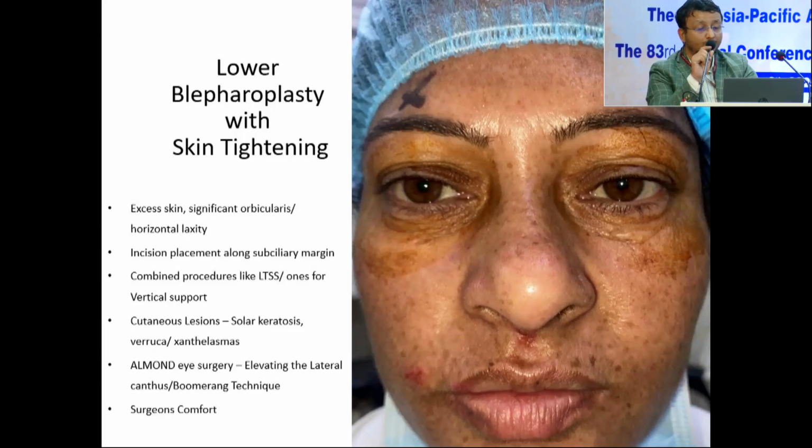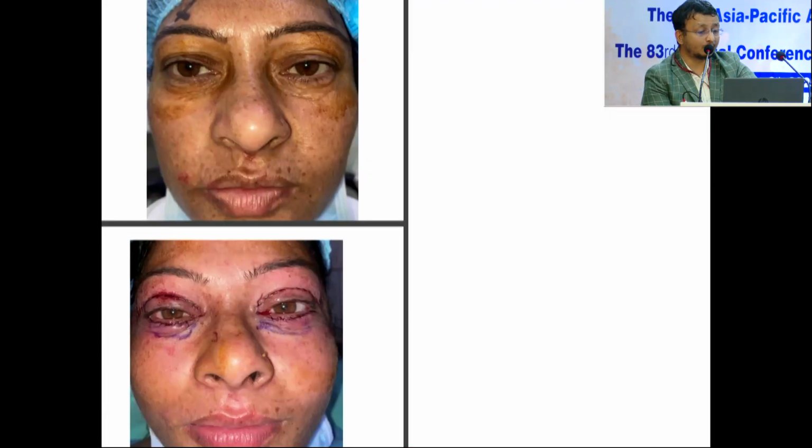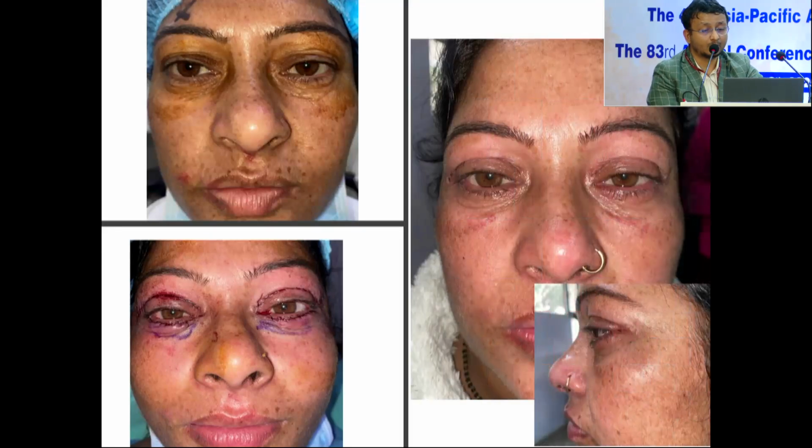A few hygienic procedures can always be done when you're dealing with the lower lid. You can do a transconjunctival blepharoplasty and then do some amount of skin tightening, especially when you have laxity of the lower lid, or you are combining with other procedures like an LTSS or providing some vertical support to the patient. This was a young lady who wanted the wrinkles to be taken care of along with the fat bags. She underwent quad bleph, and this was the patient immediately on table post-op, and then at 1 month follow-up.